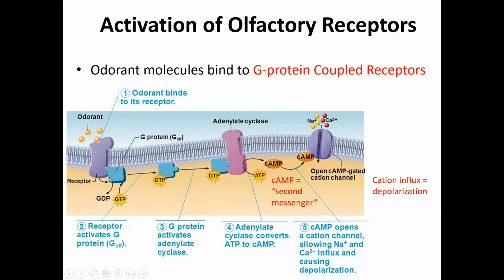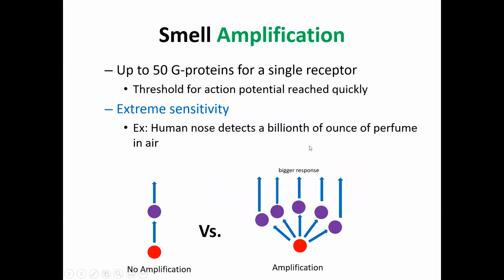Okay, so instead of just one single G protein, which is what we see in this picture, we can have up to 50 different G proteins, all activating their own adenylate cyclase, creating even more of the second messenger, the cyclic AMP, and more cyclic AMP is going to open even more of the cation channels. Opening of those cation channels will create a bigger depolarization. More depolarization means we're going to get to our action potential faster, right? We're going to reach threshold faster, and that's how we're able to amplify it. Okay, so that we're very, very sensitive to very small amounts of chemicals mixed into the air. That's amplification.